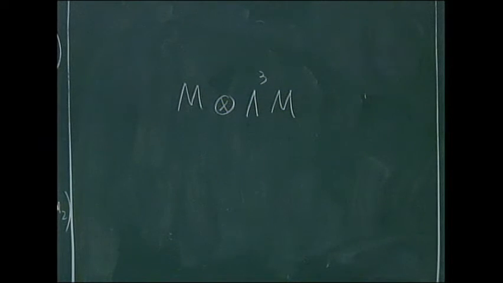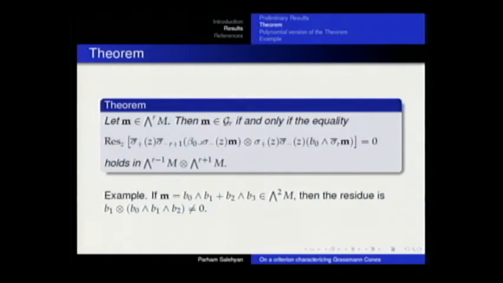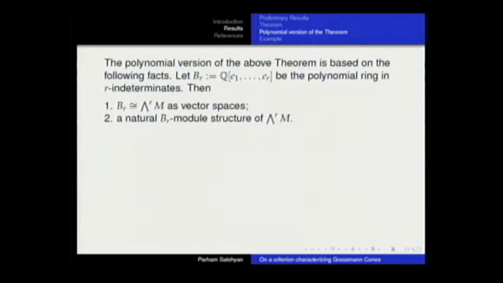Now, I would like to obtain a polynomial version of this criterion that would be much more interesting, I think, in order to use it. The polynomial version is based on the following two facts. First of all, let's denote by BR the polynomial ring in R indeterminates over Q. There is a natural isomorphism between BR and wedge R of M, as I will explain in a few minutes. And there's a natural BR module structure for wedge R of M.